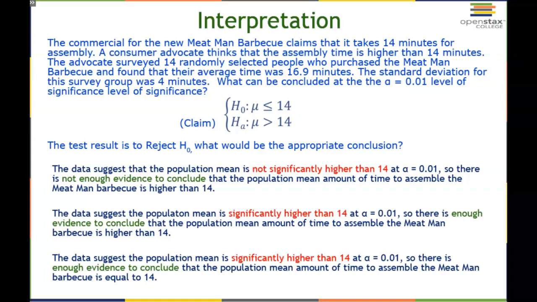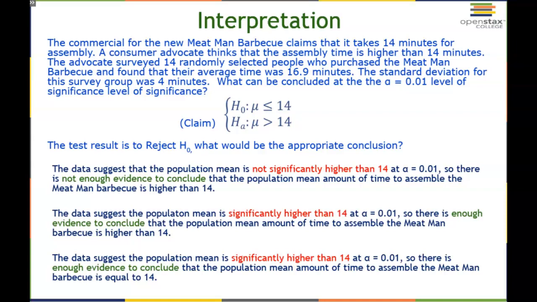Now I've highlighted two specific phrases to really have it stand out to you that these two phrases are what's going to change within the possible conclusions that you're going to have to select from. So the first one is not significantly higher than 14 and not enough evidence to conclude. The second one is the data suggests the population mean is significantly higher than 14. So there is enough evidence to conclude that the population mean time to assemble the Meat Man barbecue is higher than 14.